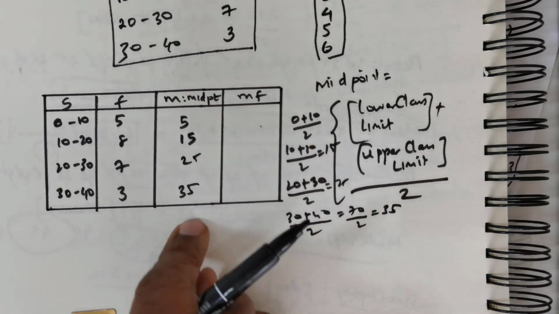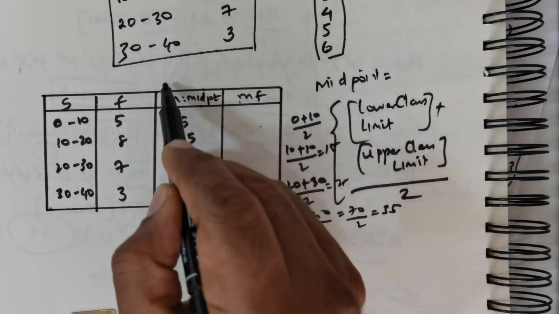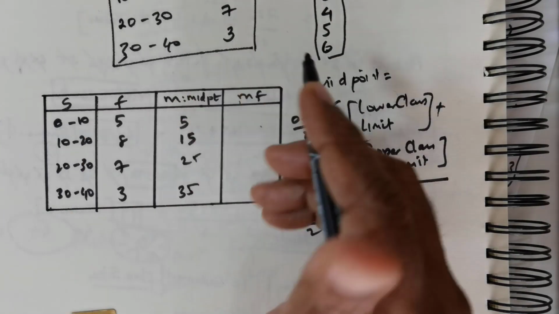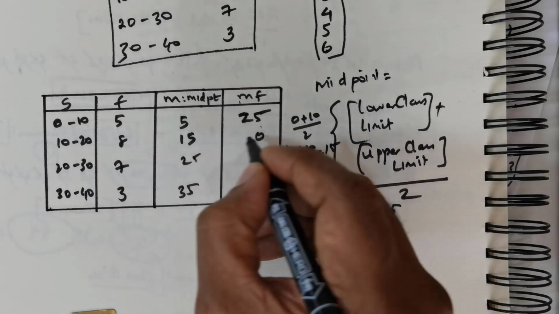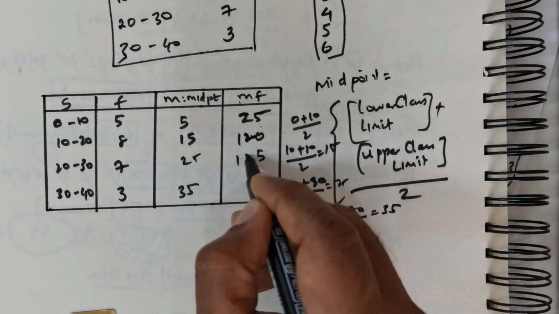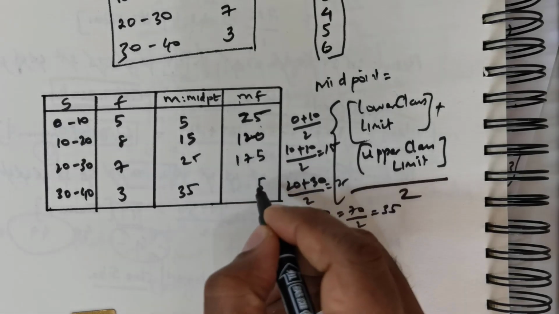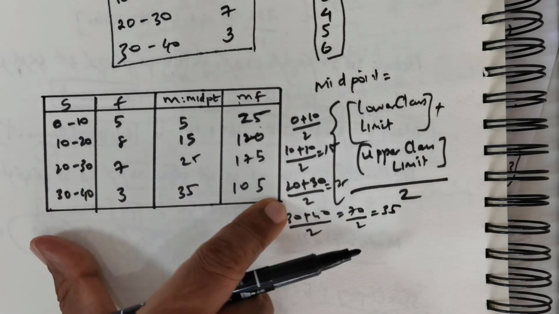So this is the first thing that you need to do. Now after you have done the midpoint, MF, that means the midpoint multiplied with the frequency. 5 into 5, 25. 8 5s are 40, 120. And 7 5s are 35, 175. 3 35s are 105. So this is the complete table.